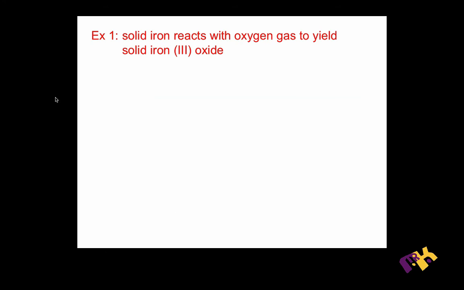A solid iron reacting with oxygen is going to yield iron 3 oxide. So we're rusting some iron. We have a piece of iron laying out there in a scrap yard or something, and oxygen in the atmosphere is reacting with it.